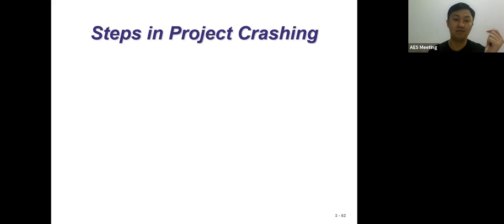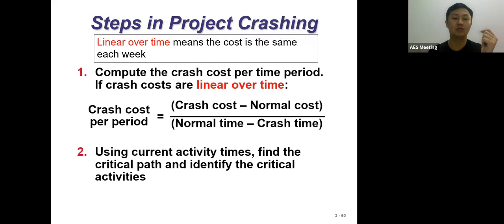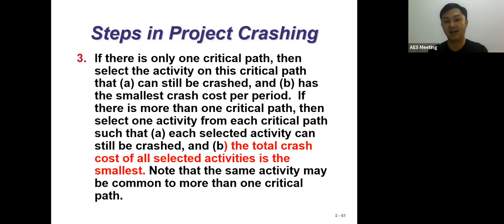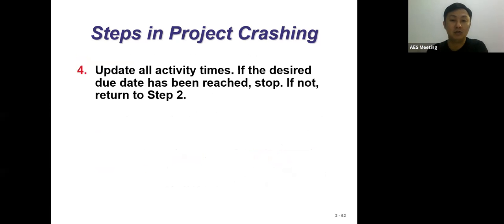In step 2, what do we have? Using the current activities, we find the critical path and identify the critical activities. Then we continue to step 3 again: identify the activity that can be crashed, and get the smallest crash cost per period. That is what step 3 means, and you repeat until you reach the due date that you want.